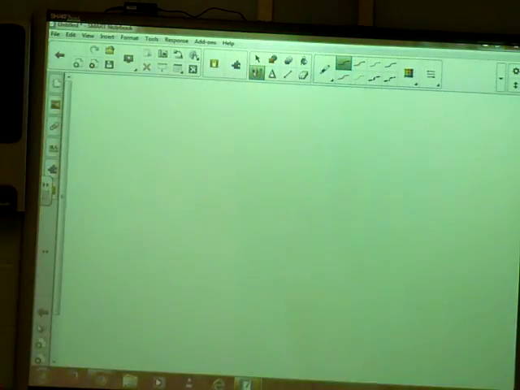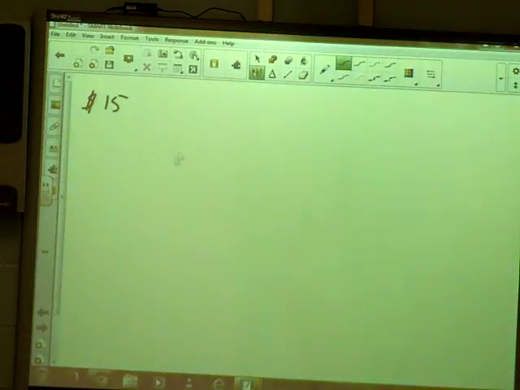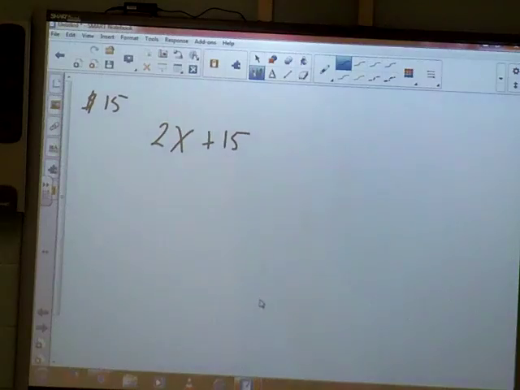Let's do 2. Alright, it says a rental company charges $15 to rent a chainsaw, plus $2 per hour. So if I'm writing this in an inequality or equation form, I know I'm going to have $2 an hour plus 15. I've got my expression.